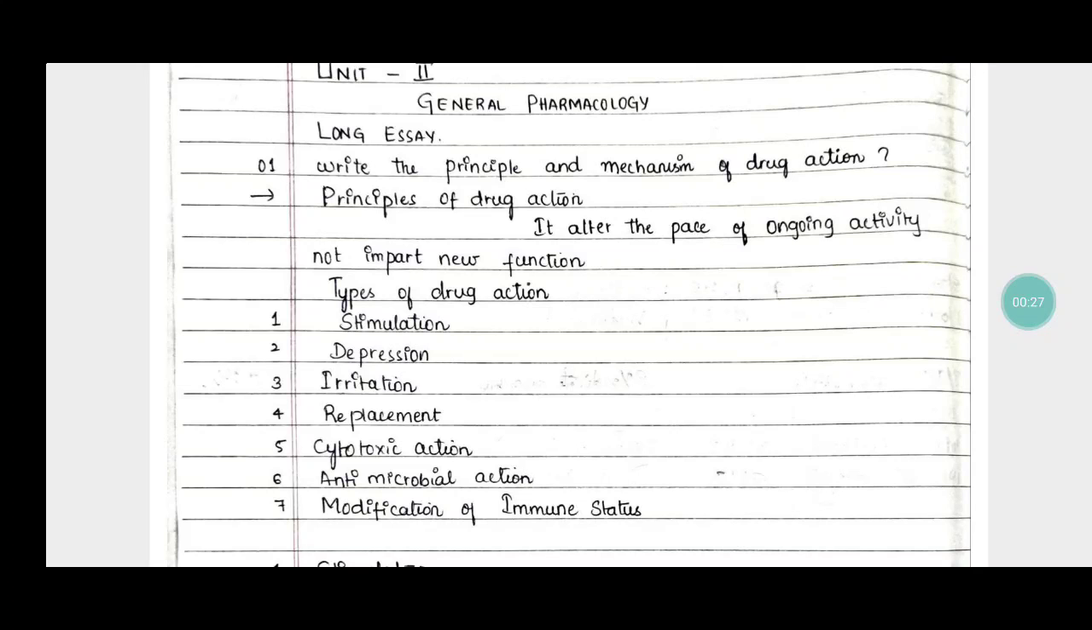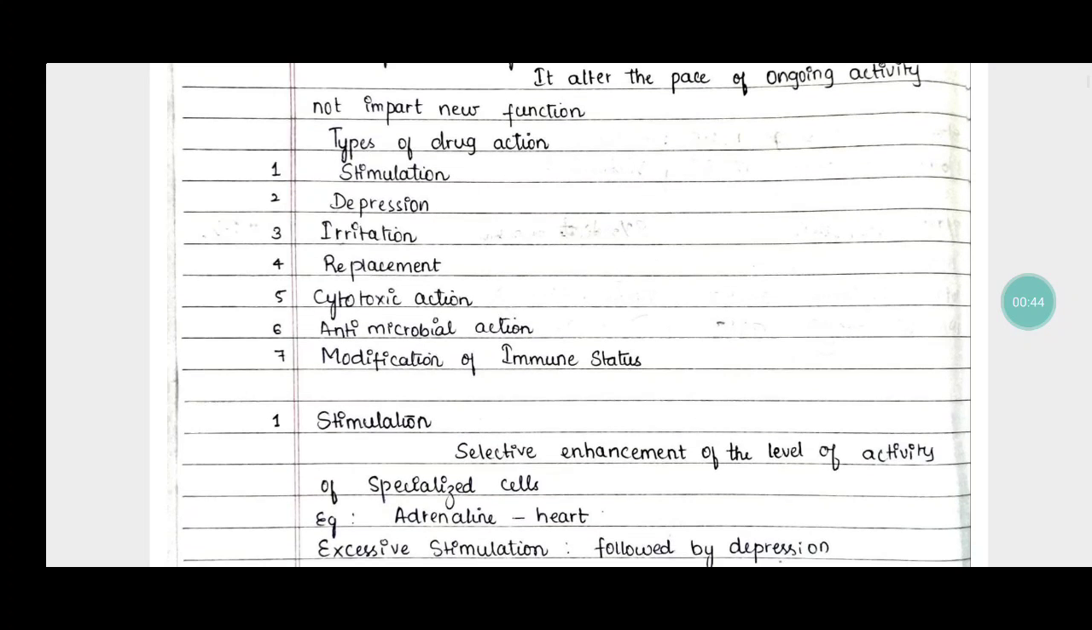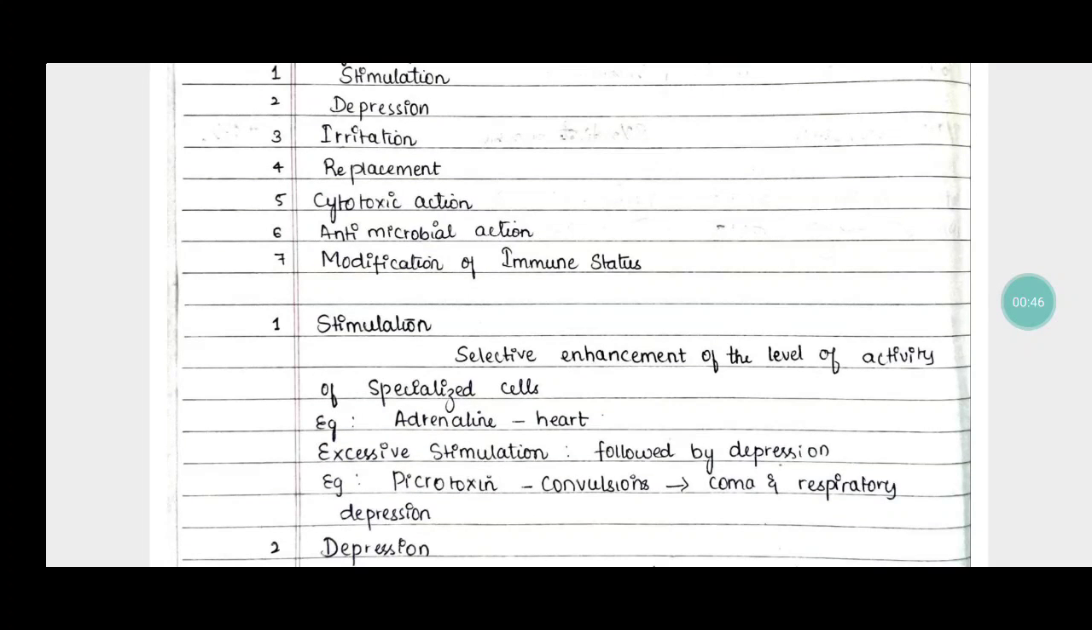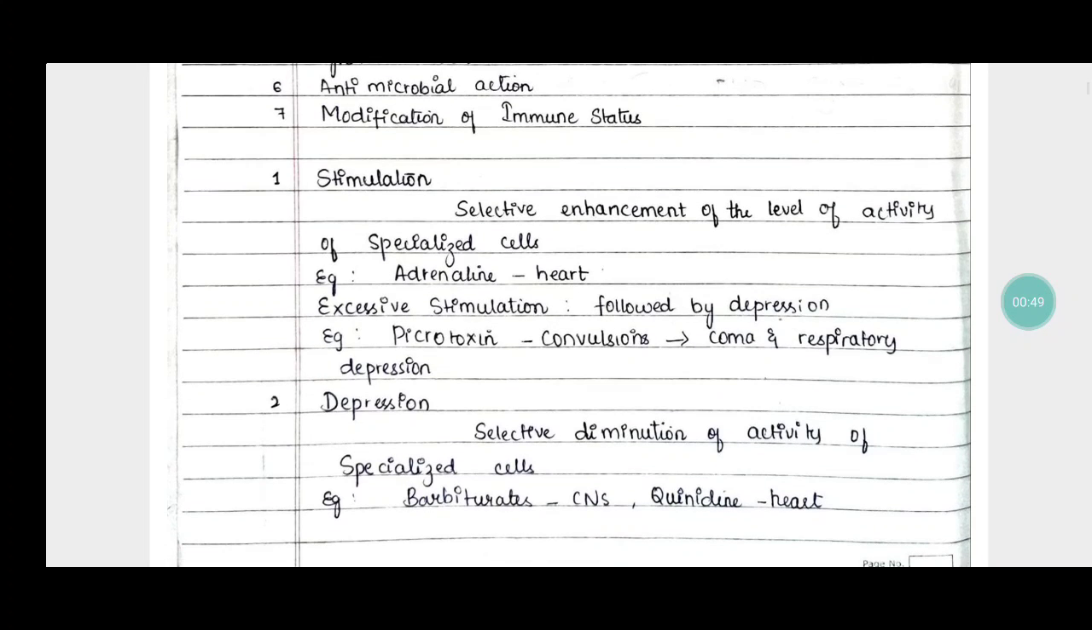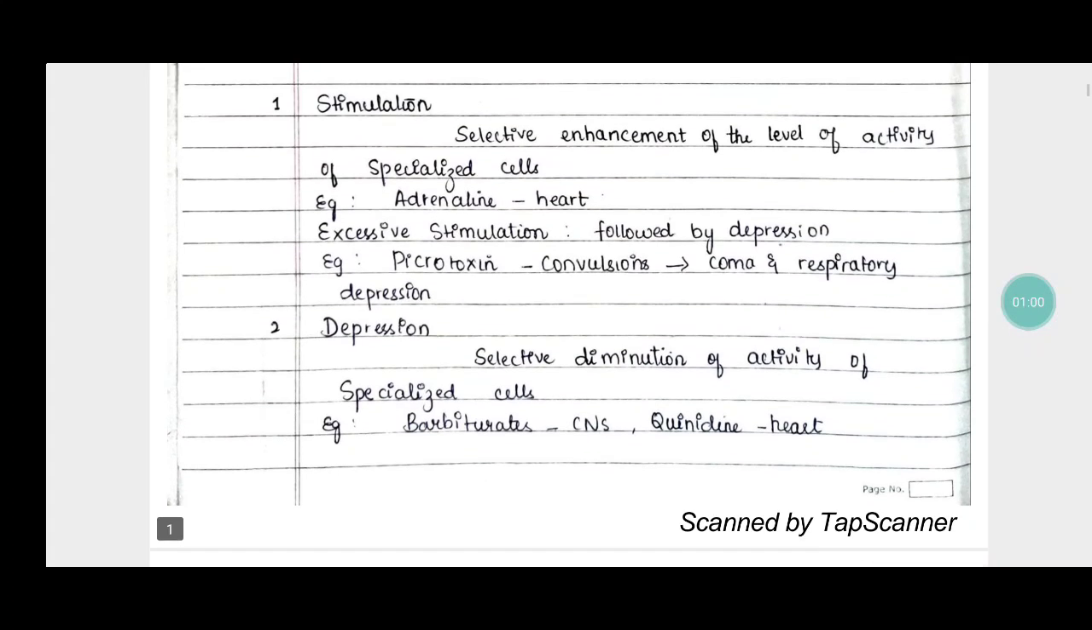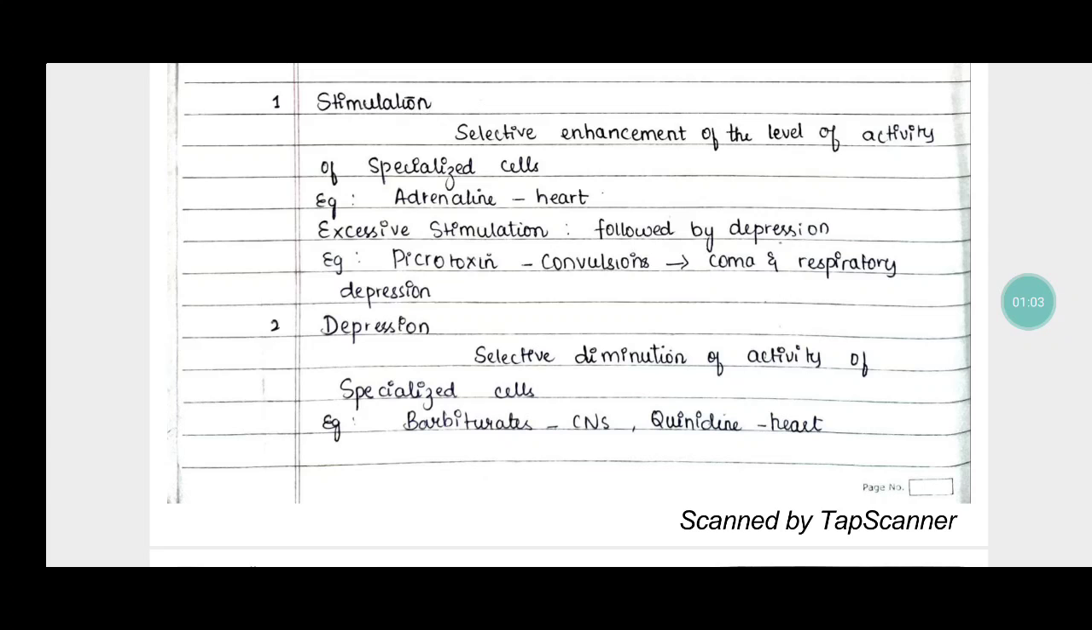So the principle of drug action is that it alters the pace of ongoing activity and doesn't impart new functions. The types of drug action are stimulation, depression, irritation, replacement, cytotoxic action, antimicrobial action, and modification of immune status. I'll start from the first one, that is stimulation. The selective enhancement of the level of activity of a specialized cell, for example adrenaline's effect on the heart. And number two, that is depression.